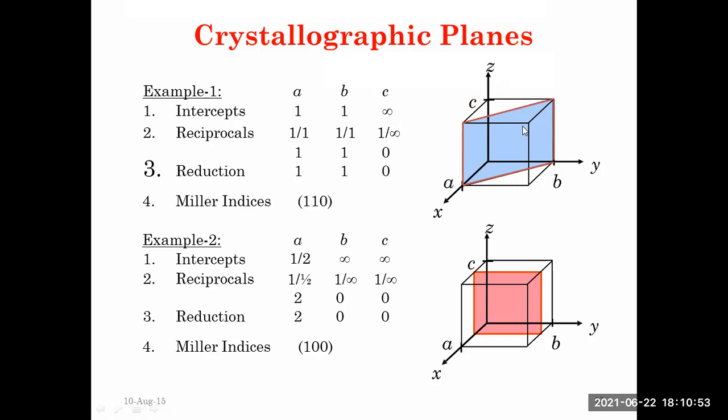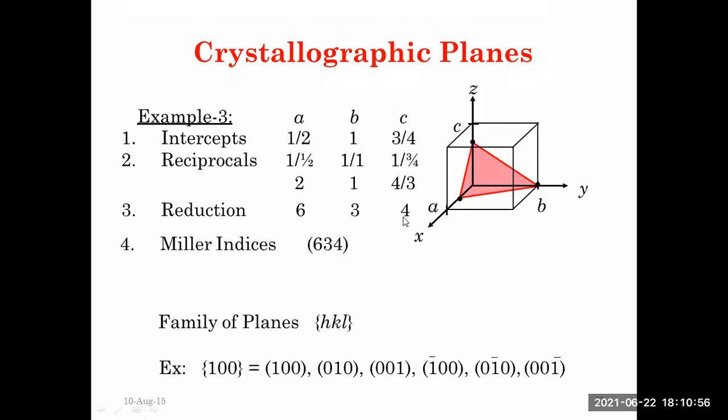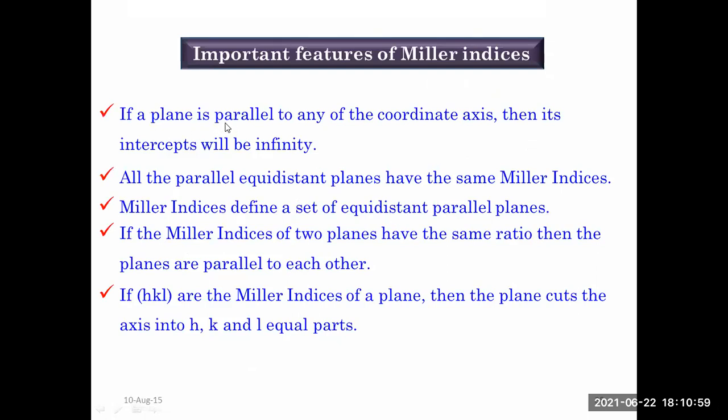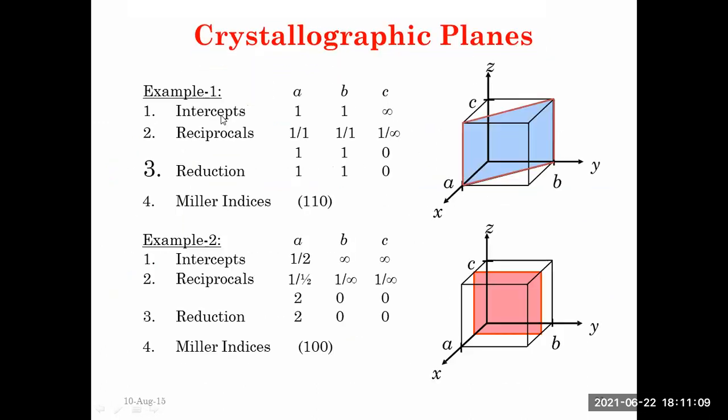Now I will show that particular aspect. Before going to that, if a plane is parallel to any of the coordinate axes, then its intercept will be infinite. We have just seen that in the diagram. The x-axis has dimension A, where it is cutting, so I'm writing it as 1. Here B is there, and from here to here we are taking it as 1 unit.